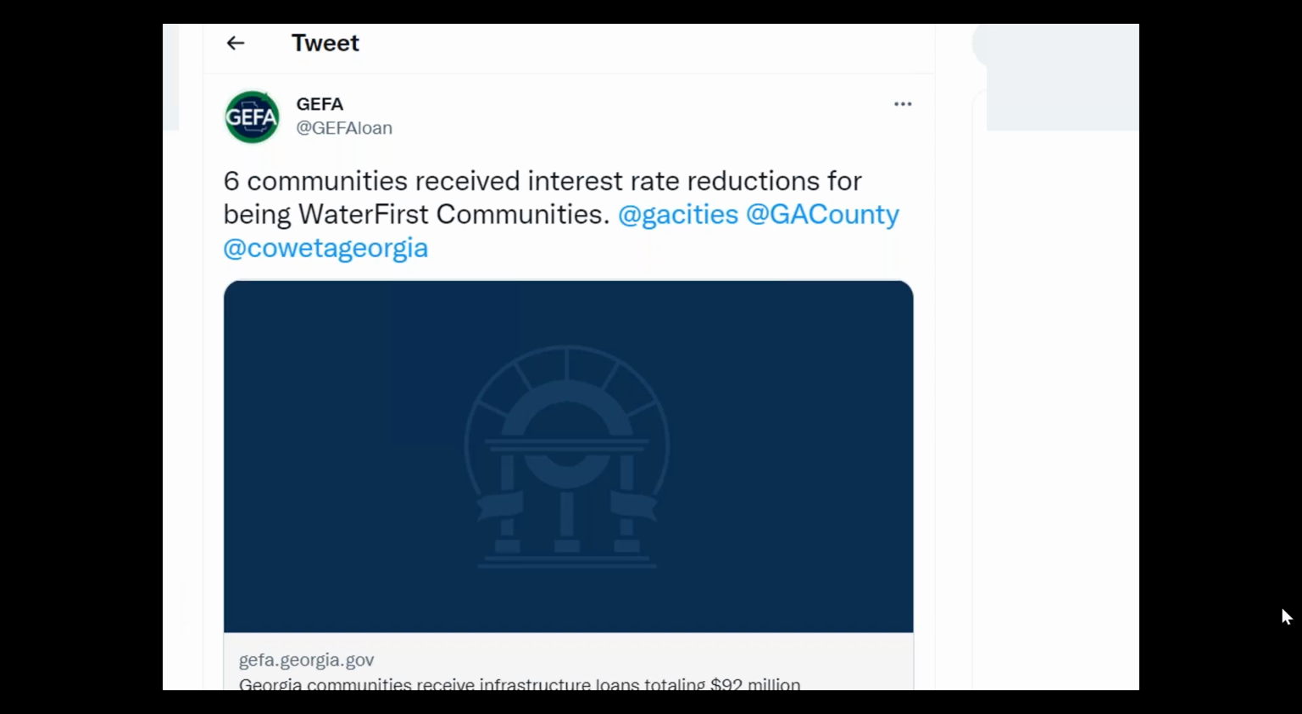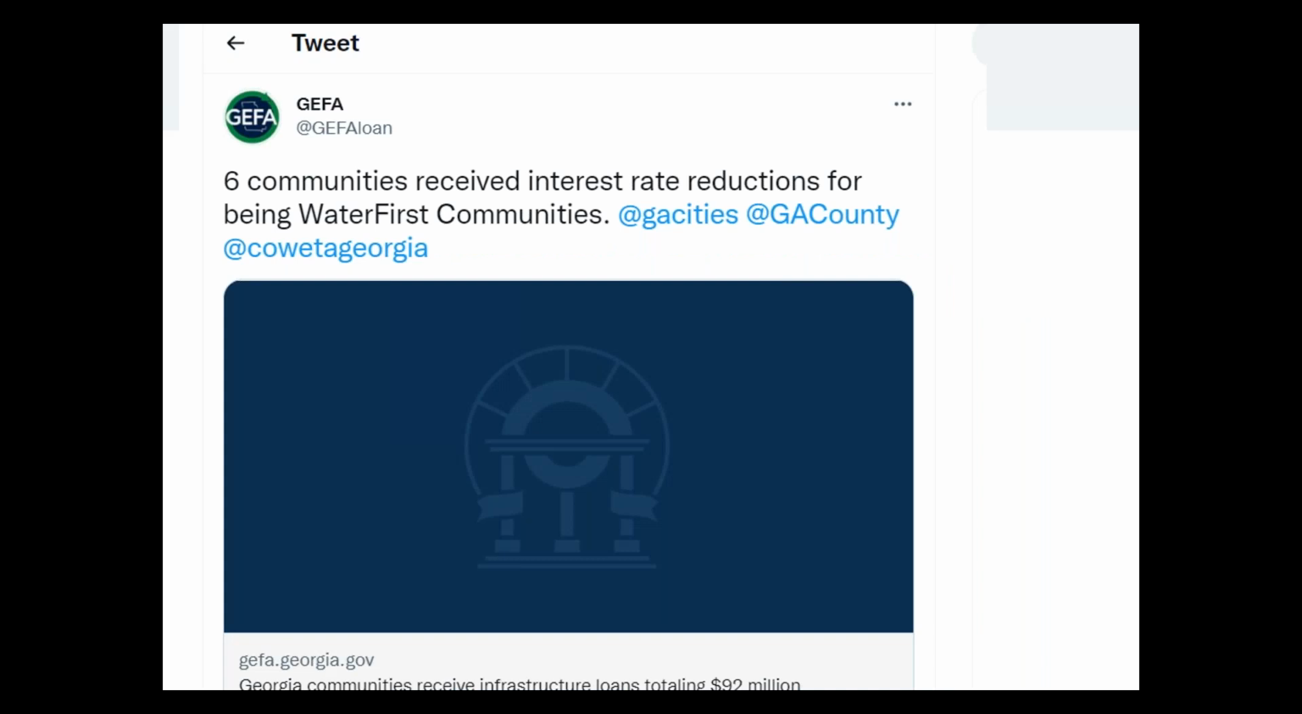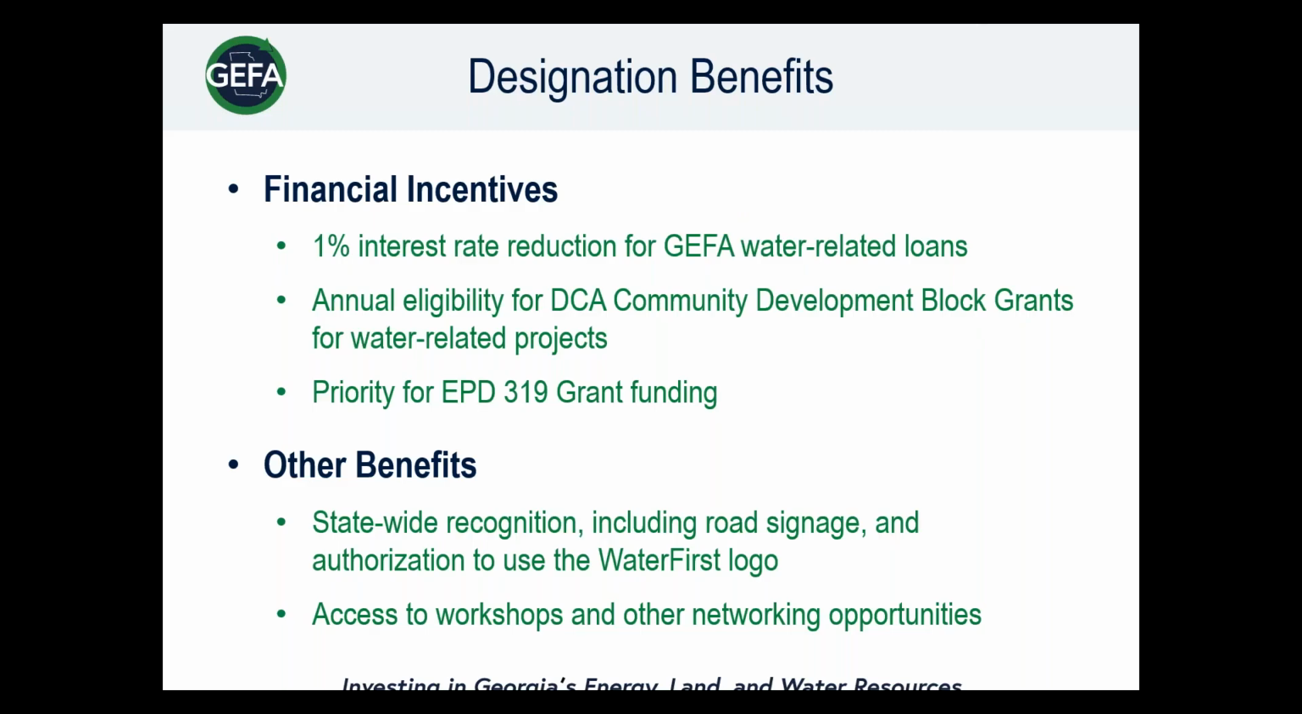So if we go back to the previous slide, Alana. Besides this big financial benefit of that interest rate reduction, there are other benefits. For instance, there's a sign that you will see a picture of in a little bit. As you enter a community that has WaterFirst designation, you'll see these signs sometimes, or around the water utility, etc. Then there's access to special workshops and networking opportunities, and more of that may come in the future. That's something that GFA is considering building out right now.